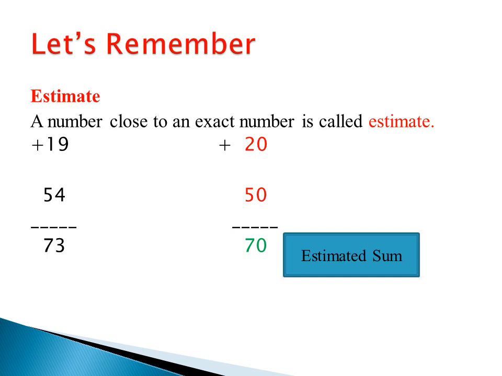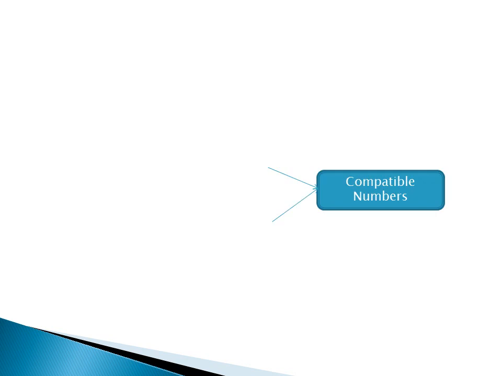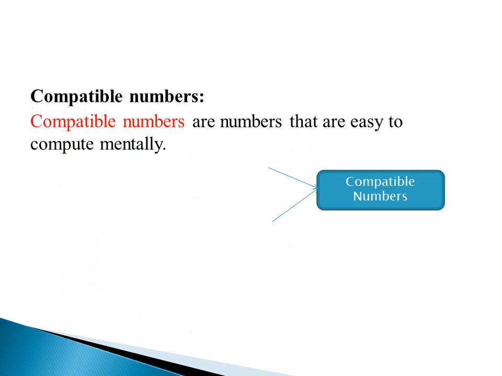What are compatible numbers? Compatible numbers are numbers that are easy to compute mentally. You can add, subtract, multiply, divide them mentally.